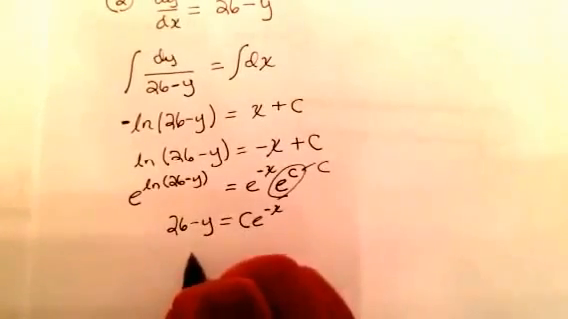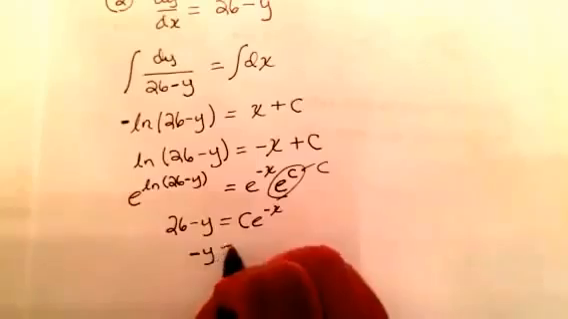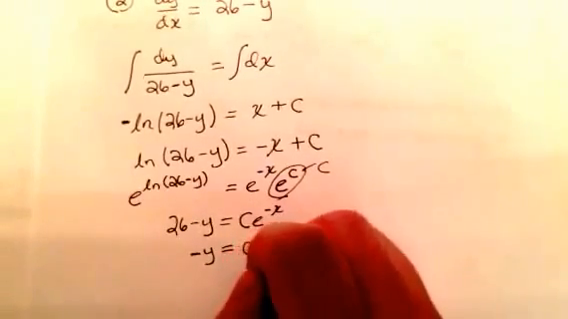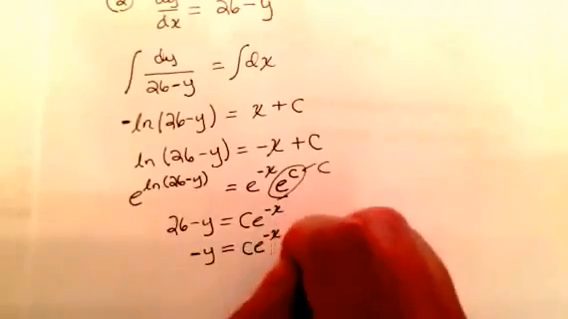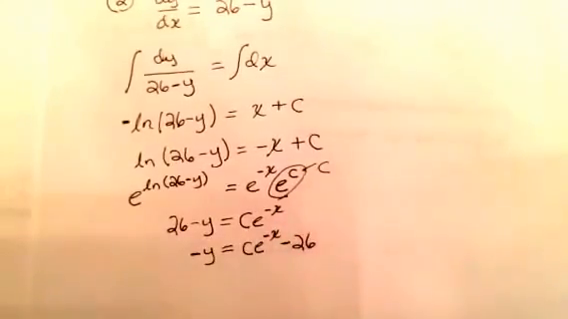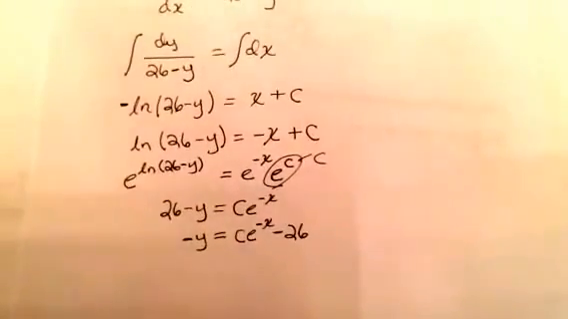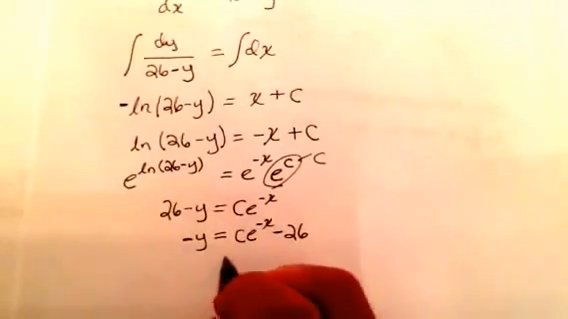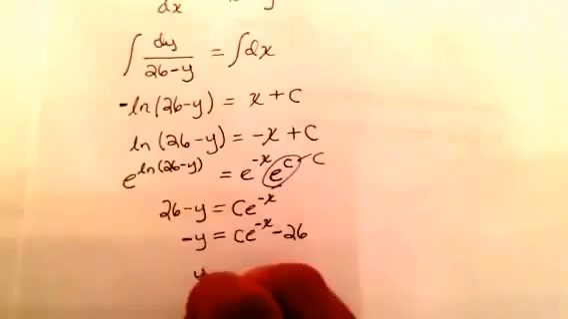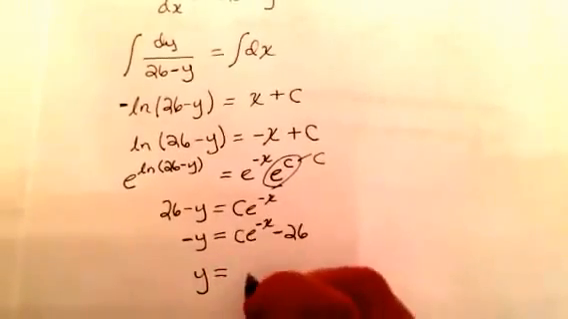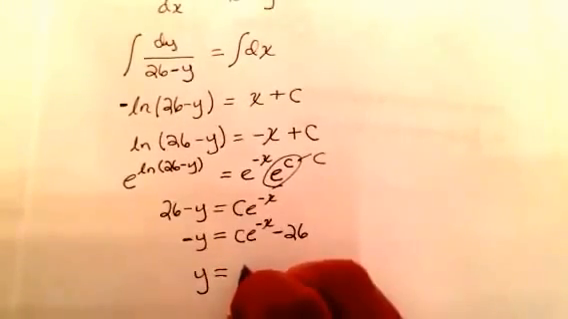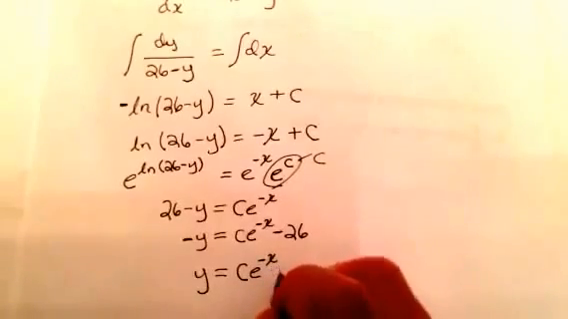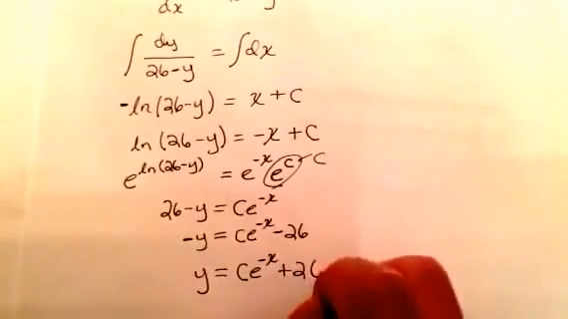we have negative y is equal to c times e to the negative x minus 26. And if we solve for y, just changing the sign at both ends, we can leave the c as a positive, or negative c is still going to be a constant. So in the general solution, y is equal to c times e to the negative x plus 26.